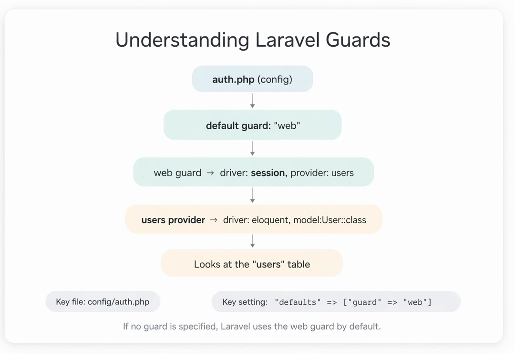The user's provider uses Eloquent as its driver and points to the user model. The user model maps to the users table. So the entire chain leads to the users table. That's why all default authentication ends up there.